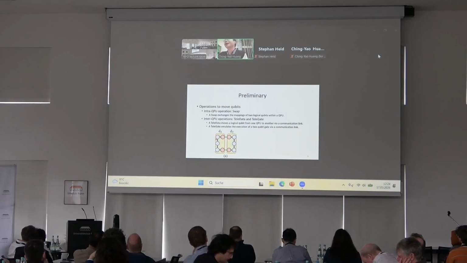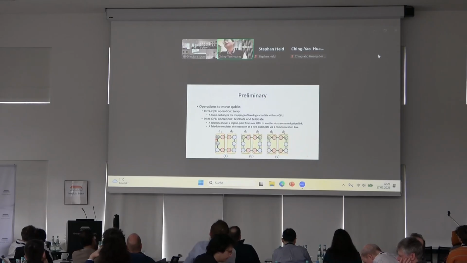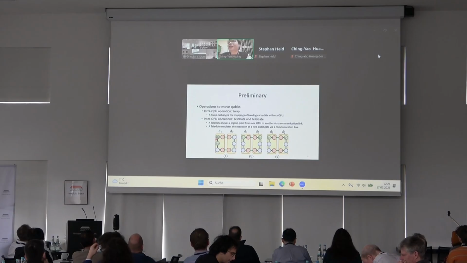Here are the operations we use in the routing stage. To move qubits within a QPU, we can use a swap operation to exchange the locations of two qubits. Like in figure A, after applying a swap, the locations of Q1 and Q2 are exchanged. We use a tailored data operation to move a logical qubit from one QPU to another QPU via a communication link. In figure B, Q1 is transferred from QPU1 to QPU2 through a tailored data operation.